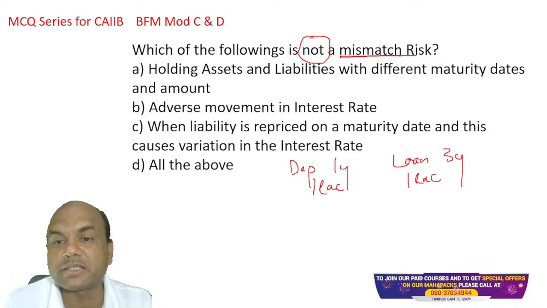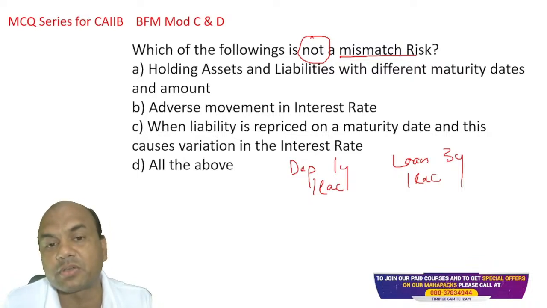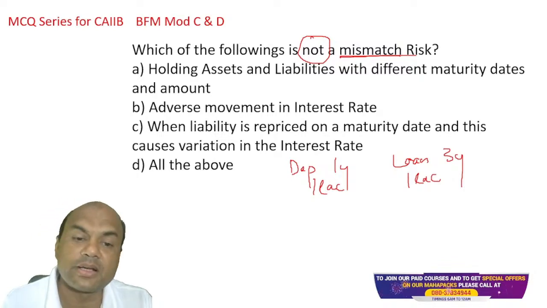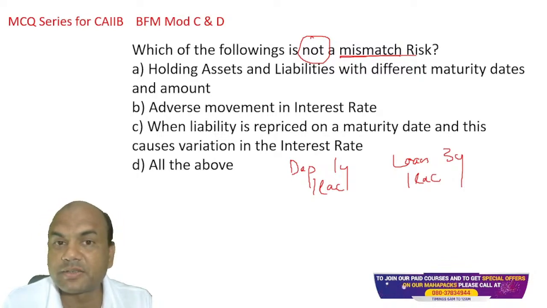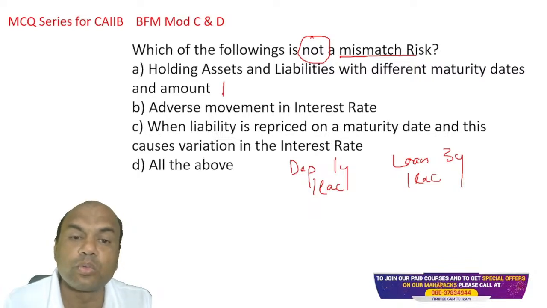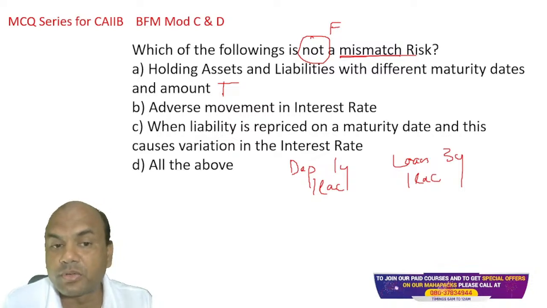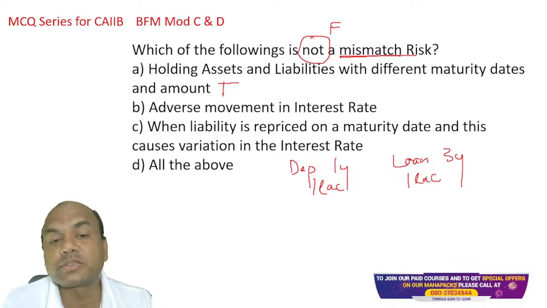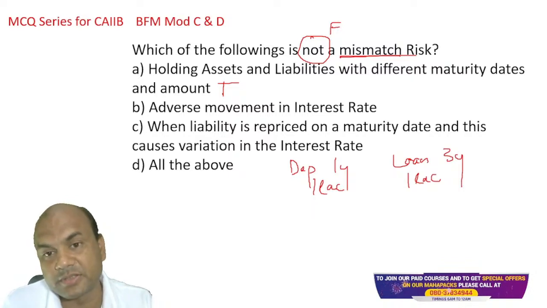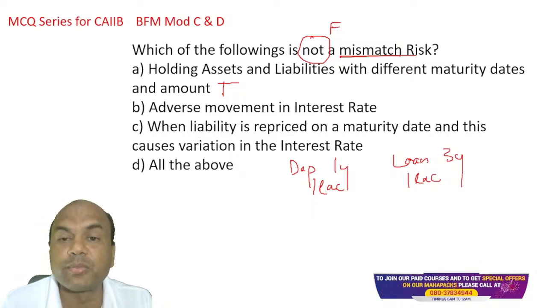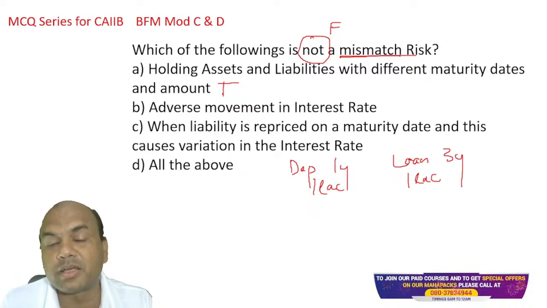Is this a mismatch? Okay, just type in the comment section yes or no. Is this a mismatch? Holding assets and liabilities with different maturity dates. Is it a mismatch? Yes. So it is true. I want false here, not. I want false. So this is true. Now what about the second one? Adverse movement in the interest rate. So adverse movement in the interest rate means, due to the loans and the deposits, if the interest rate moves in the adverse direction, then definitely it's a risk for me.